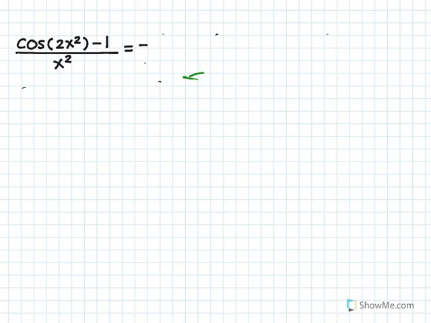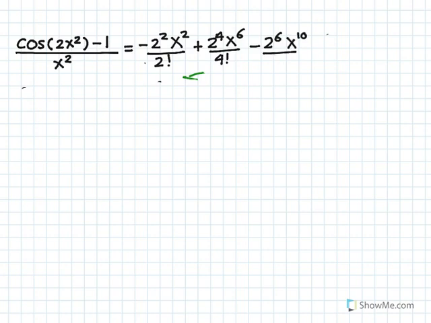This is equal to minus 2 squared x to the power of 2 divided by 2 factorial plus 2 to the power of 4 x to the power of 6 divided by 4 factorial minus 2 to the power of 6 x to the power of 10 divided by 6 factorial plus 2 to the power of 8 x to the power of 14 divided by 8 factorial, and so on.